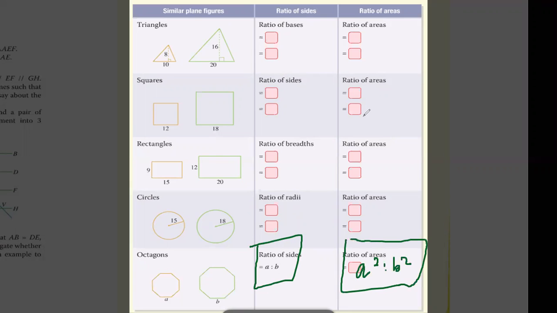If we do the reverse, from area into the side, for example in B, C, and D, they give us the value of area. So we need to find the value of side, the length of side. So we do the inverse of squared, which is square root. That's why we use square root for number 2, B, C, and D. Okay, I think it's enough for today.